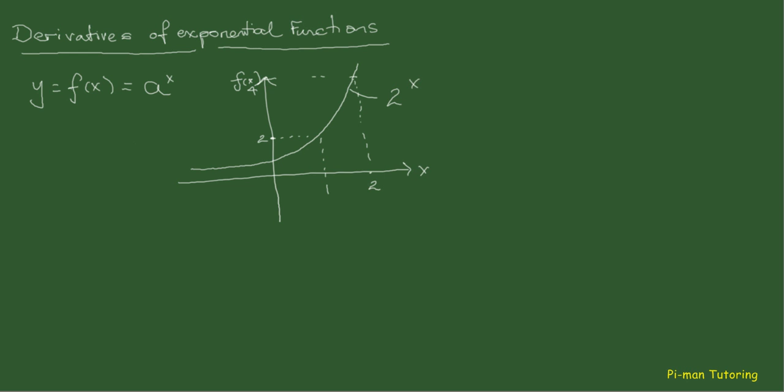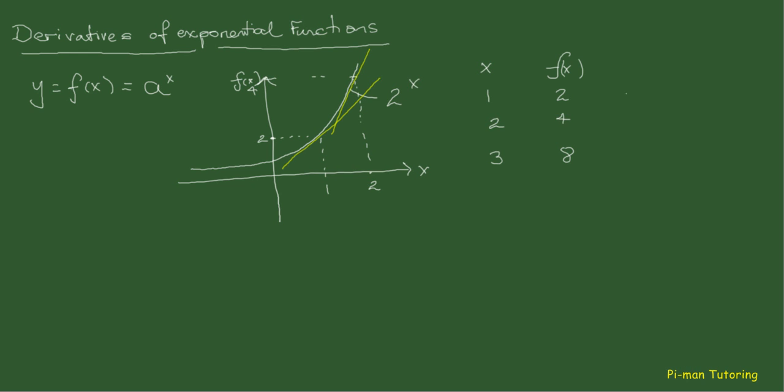Okay, so the question we're being asked is, well, what is the slope of the tangent to this curve at any particular point we happen to choose? Can we do a derivative from first principles on a function like this? Obviously, we can see that the slope is getting steeper and steeper as x increases. But it's getting steeper and steeper in a particular way.